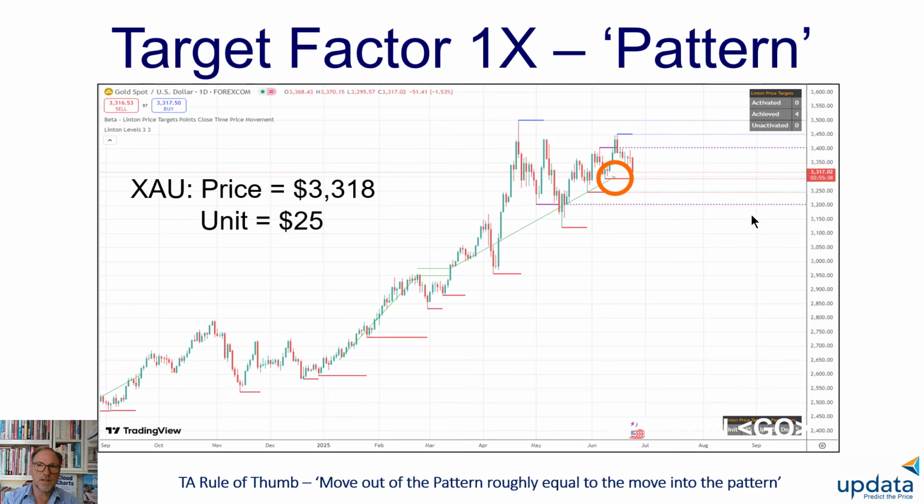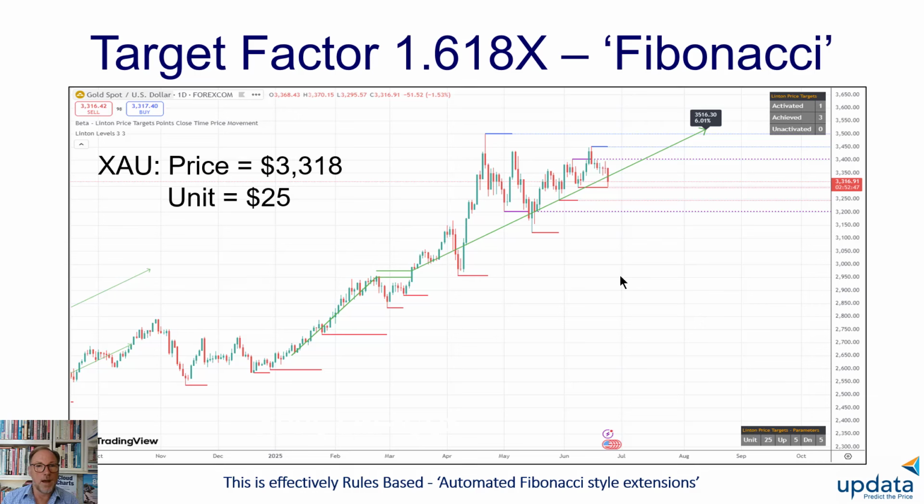In this instance, in these targets, you can actually alter the factor. So just using a factor of 1 argues that a move into a consolidation phase and a move out of a consolidation phase will be approximate. So that's one way of looking at it.